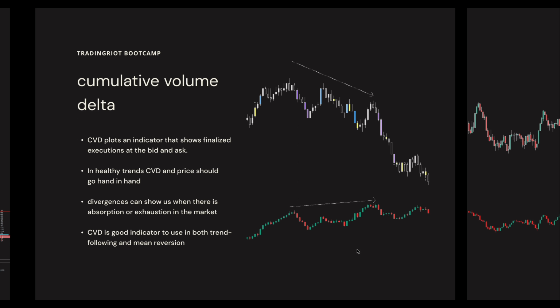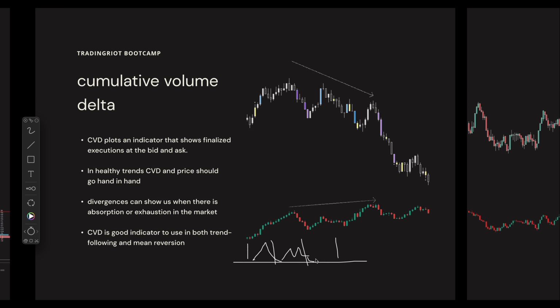Sometimes it can be useful when, for example, there is any sort of obvious resistance, where your price did something like this on, let's say, Monday, then Tuesday, then Wednesday, the market did nothing on Wednesday, and then you make a double top, but your cumulative volume delta will look something like this. You will see this kind of divergence, that a lot of buying is coming in at the same price point.